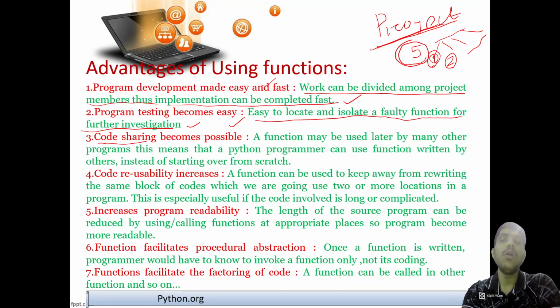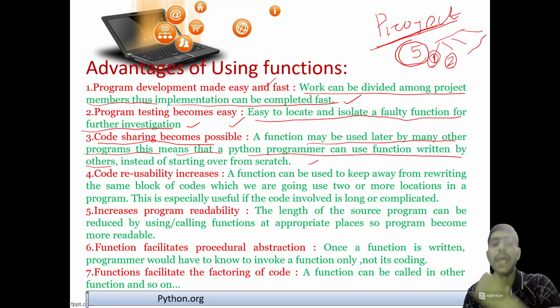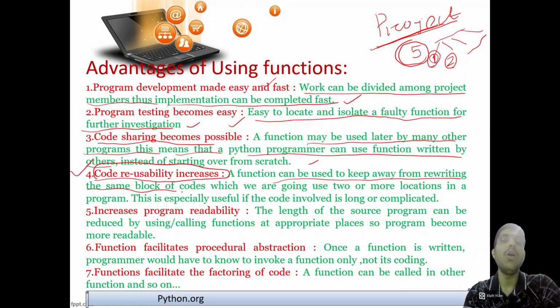Code sharing becomes possible. A function may be used later for many other programs. This means that a Python programmer can use the function written by others. Okay, you can share that. Code reusability, very good concept, increases. You can reuse the code. How? Because a function can be used to keep away from rewriting the same block of code which is going to be used in 2 or more locations in a program.